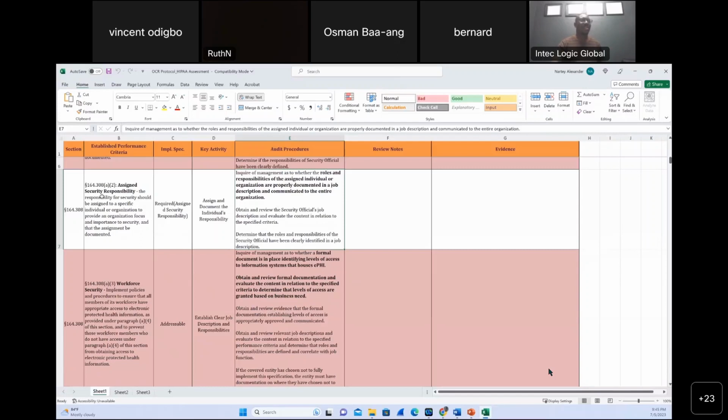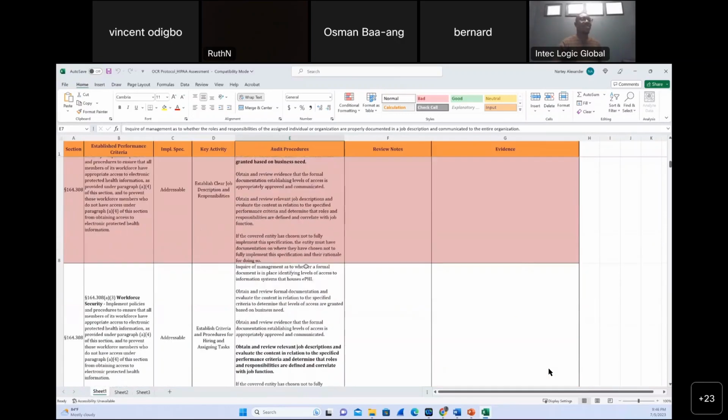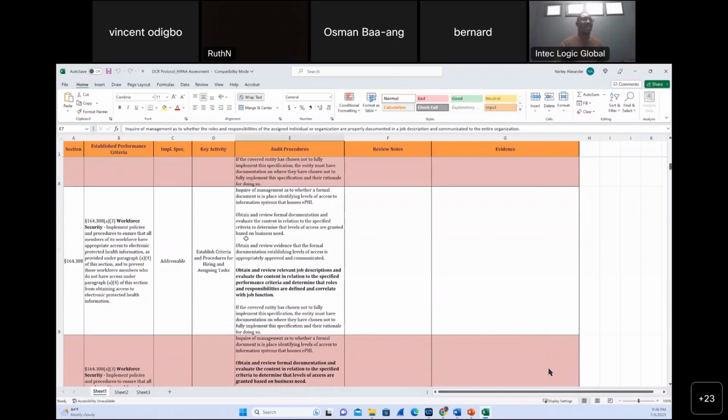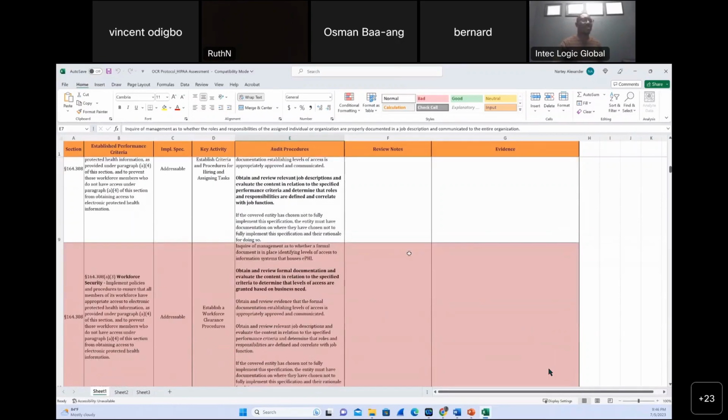So you see, we talked about assigned security responsibility. It says determine that the roles and responsibilities of the security official have been clearly identified in the job description. So if you had taken time to review this ahead of time, some of these things that we went through would have been easy for you. So everything is here, in addition to what you have in your email, right?